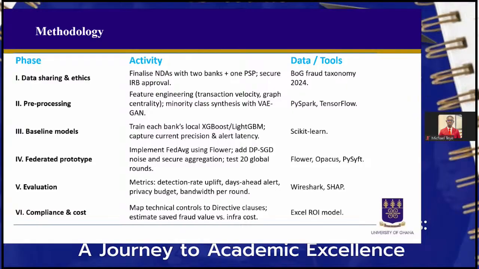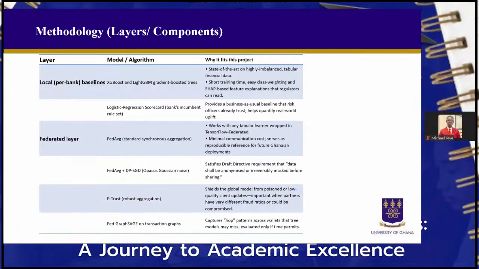Then the federated prototype: we are going to implement FedAvg using Flower. And we are also going to add differential privacy, stochastic gradient descent noise, and secure aggregation. We are also going to perform these tests for 20 global runs to ensure accuracy and get the best output. And the tools we are going to use are Flower, which is a federated learning framework, and we are also going to use Opacus and PySyft.